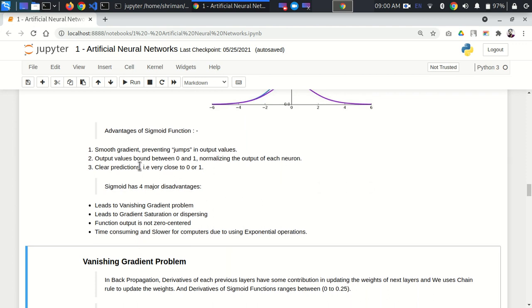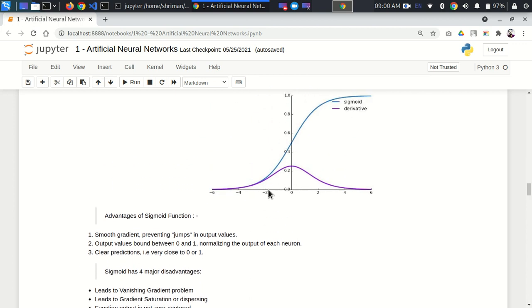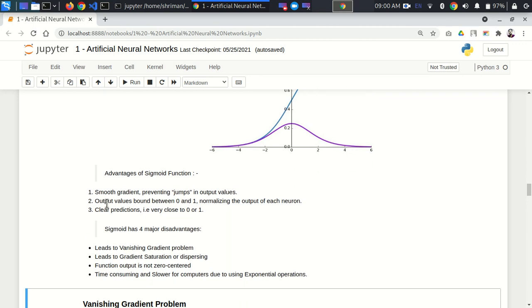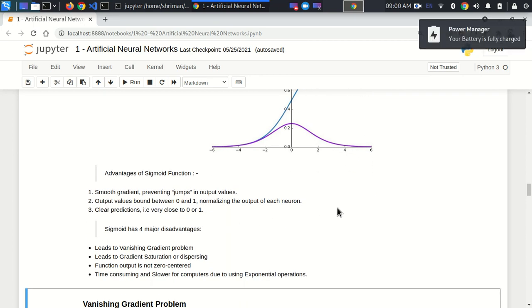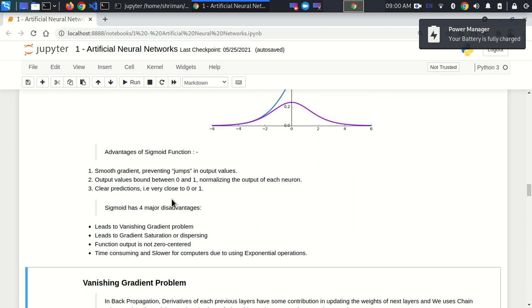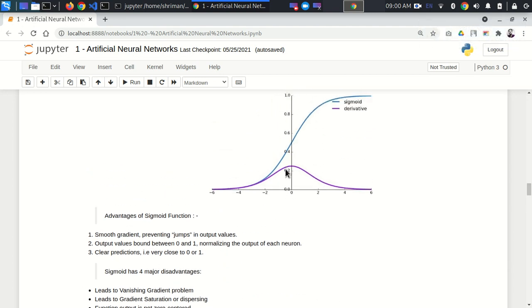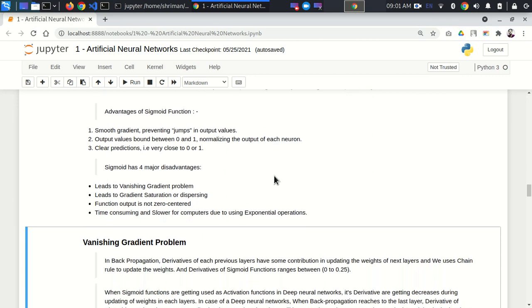Now, output values are bound between 0 and 1, right? It normalizes the output of each neuron. Whatever data you pass to this function, in whatever range, it is always going to normalize your data set and scale it down to a range between 0 and 1. Now, clear predictions are very close to 0 or 1, so it is always going to give you a 0 or a 1. So its output is in the range 0 to 1, and it is very good for binary classification, a two class classification.